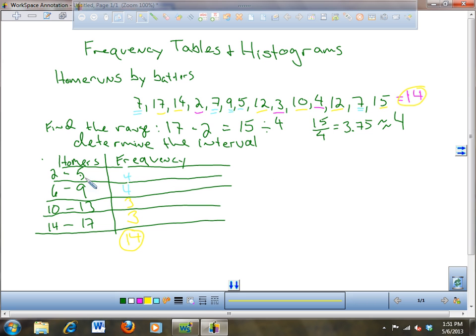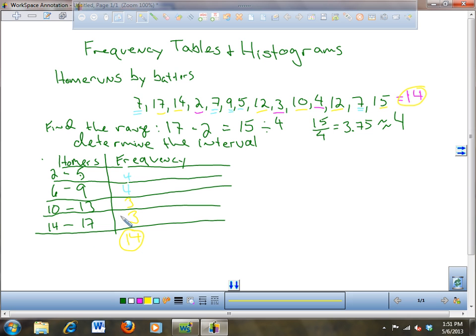So this is the number of home runs they hit. 4 people hit between 2 and 5 home runs. 4 people hit from 6 to 9 home runs. 3 people hit from 10 to 13, and 3 people hit 14 to 17.